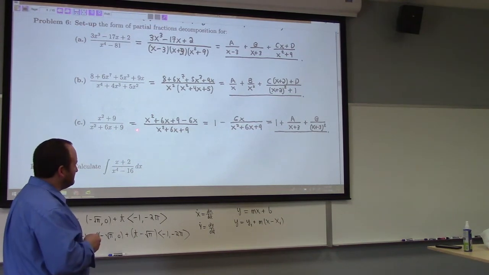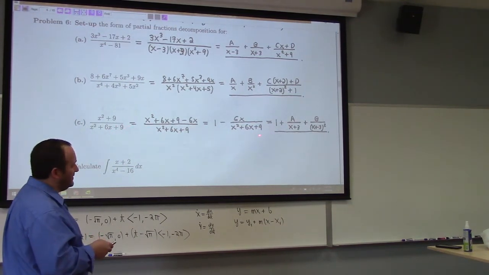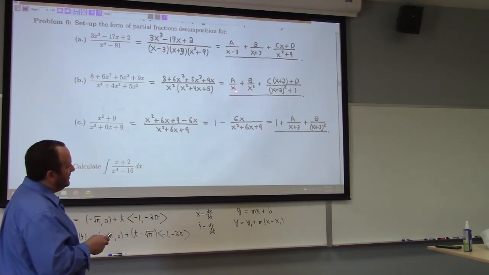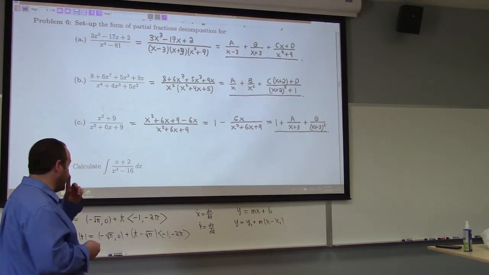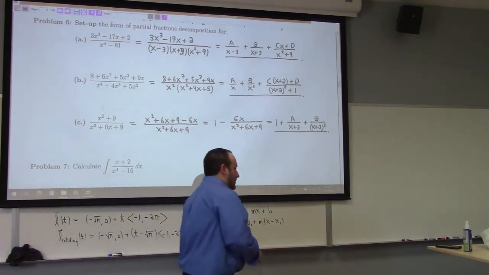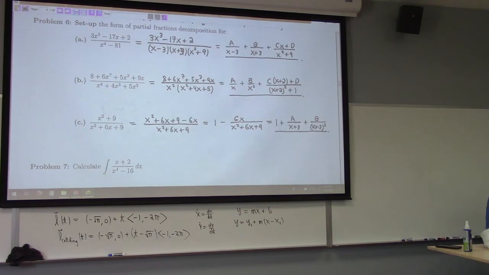Let's see here. So this one was a repeated factor. So you notice that this is much like that. When we have a repeated linear factor, we have to do this plus that, right? That's the partial fractions. All right. Moving along, moving along.